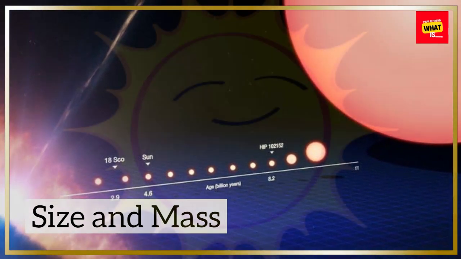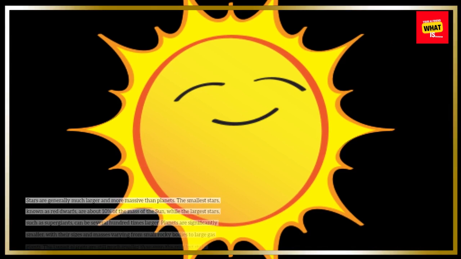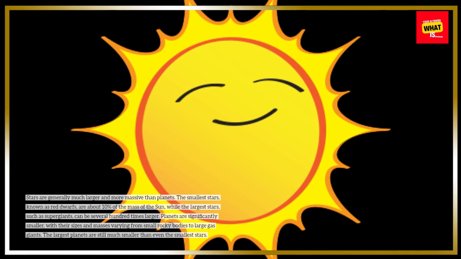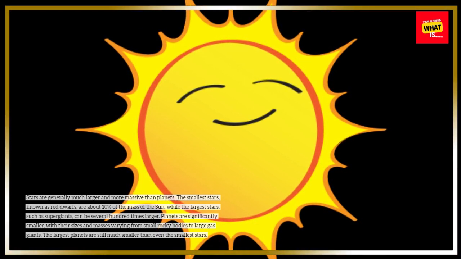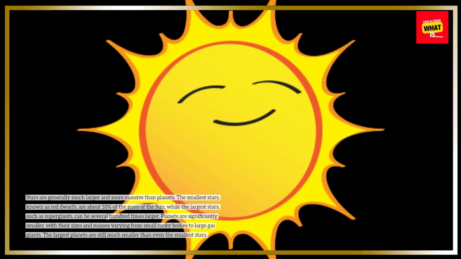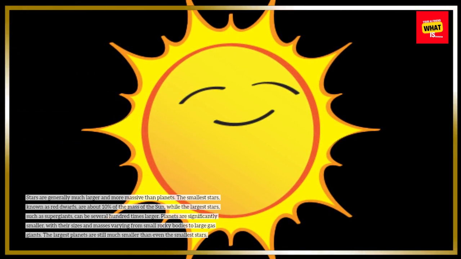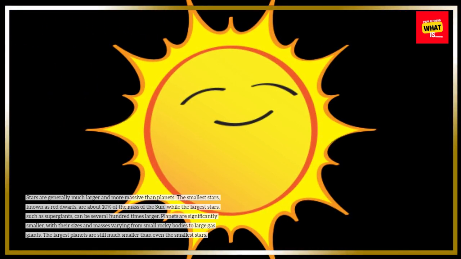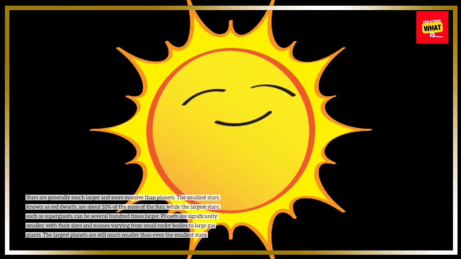Size and mass. Stars are generally much larger and more massive than planets. The smallest stars, known as red dwarfs, are about 10% of the mass of the Sun, while the largest stars, such as supergiants, can be several hundred times larger. Planets are significantly smaller, with their sizes and masses varying from small rocky bodies to large gas giants. The largest planets are still much smaller than even the smallest stars.